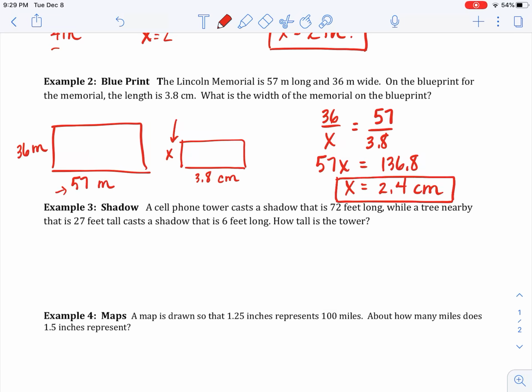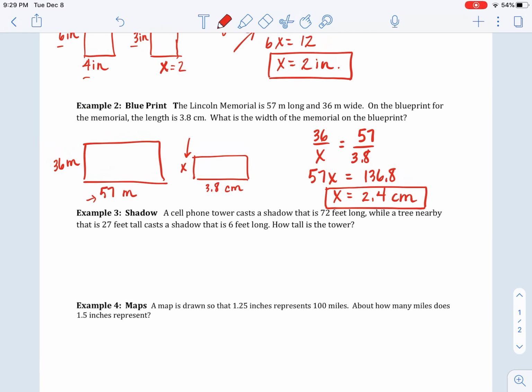But let me talk about why the units work. Again, you might not understand this, and that's fine, but just for those of you who might understand, let's analyze just the units, all right? Instead of putting the numbers into the proportion, let's put the units into the proportion. And so the 36 was meters. We were missing units at the bottom. We didn't know what they were. The 57 was in meters, and we knew the 3.8 was in centimeters.